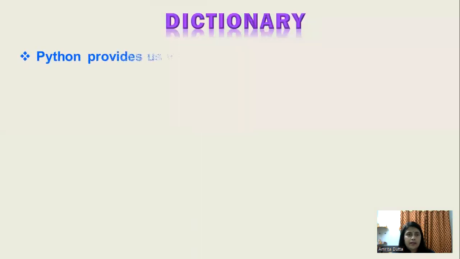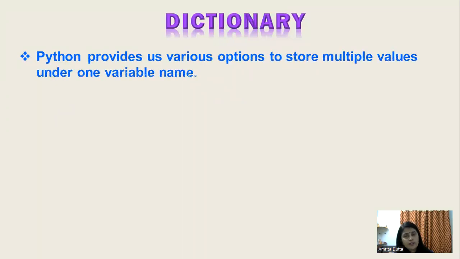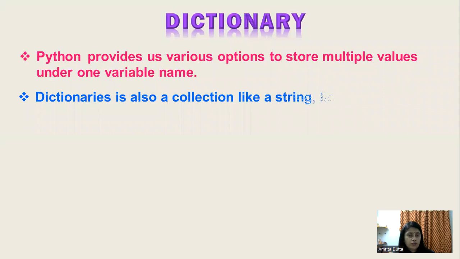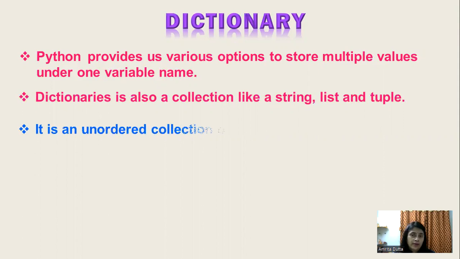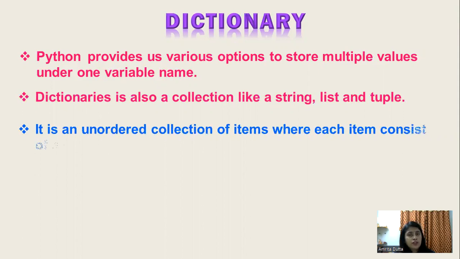Now, the next data type, which is also a very important data type, is dictionary. Python provides us various options to store multiple values under one variable name. We have seen list and tuple already. Now, what is a dictionary? It's also a collection like a string, list, and tuple. But how is it different from these? Dictionary, unlike list and tuple, is an unordered collection of items where each item consists of a key and a value.